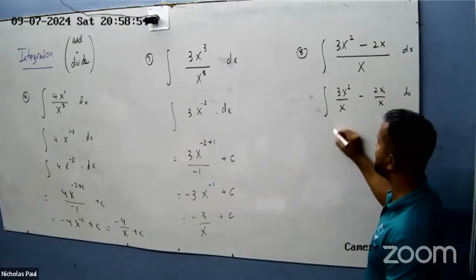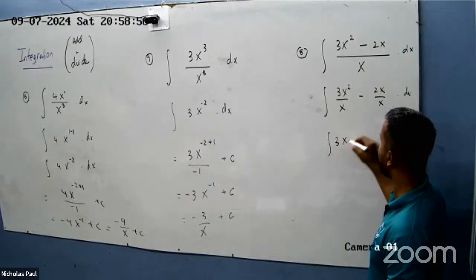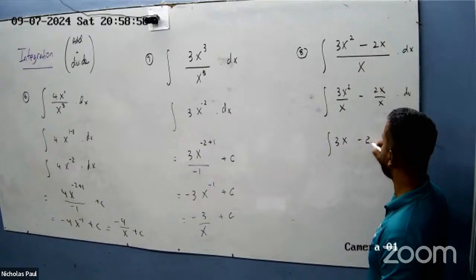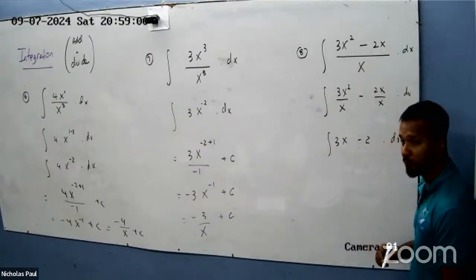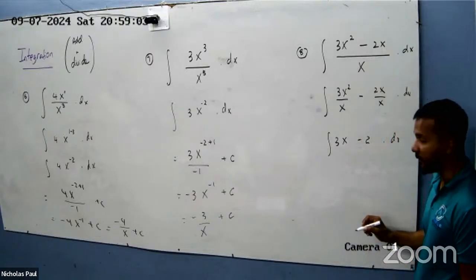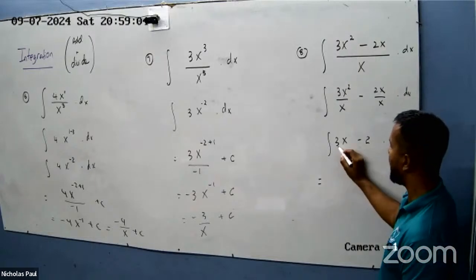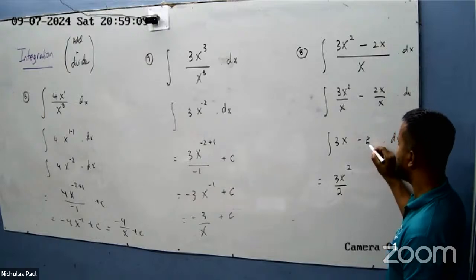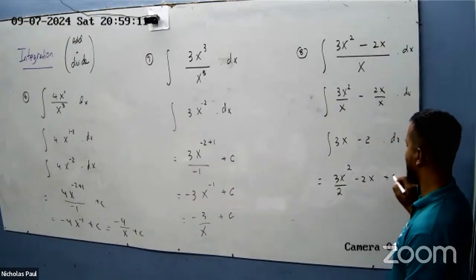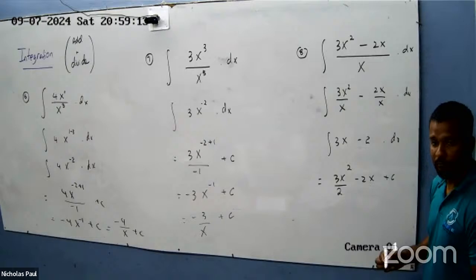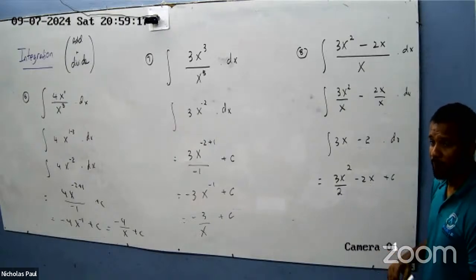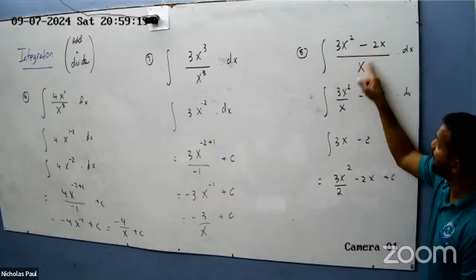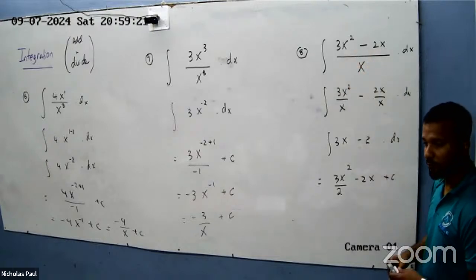x into x squared, that'll be 3x. x into 2x, minus 2. Now you can integrate. The integral of 3x is 3x squared over 2. The integral of minus 2 is minus 2x. Everybody okay with that? So you had to divide both of them by x. All right?